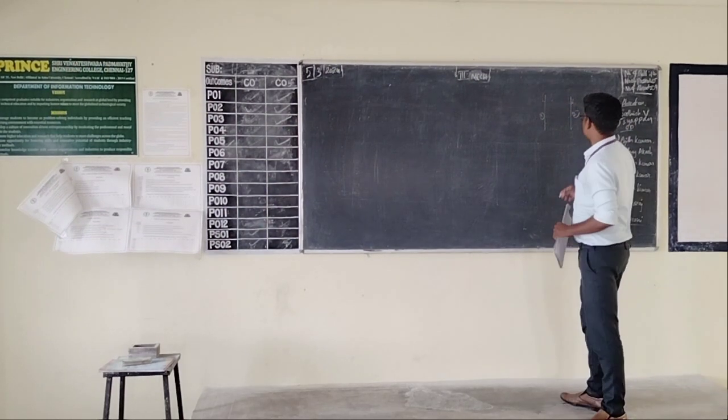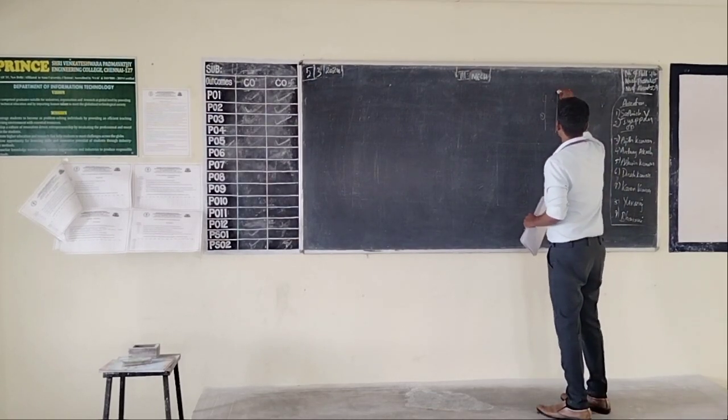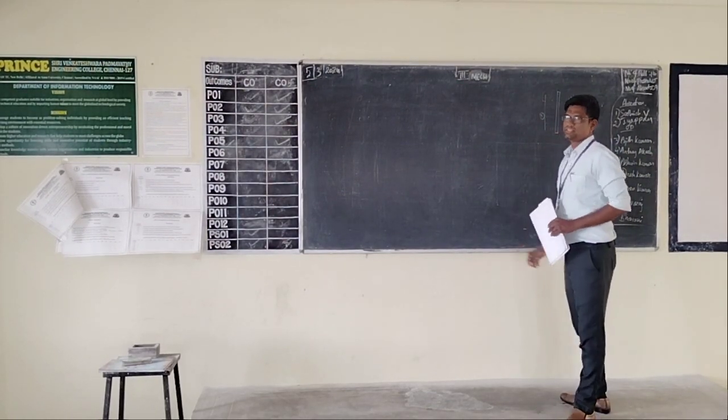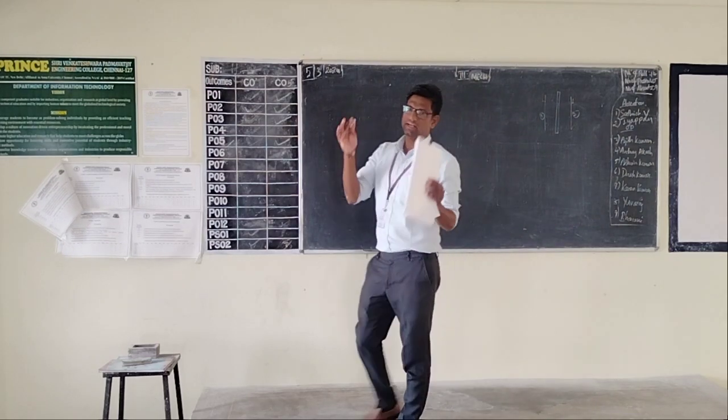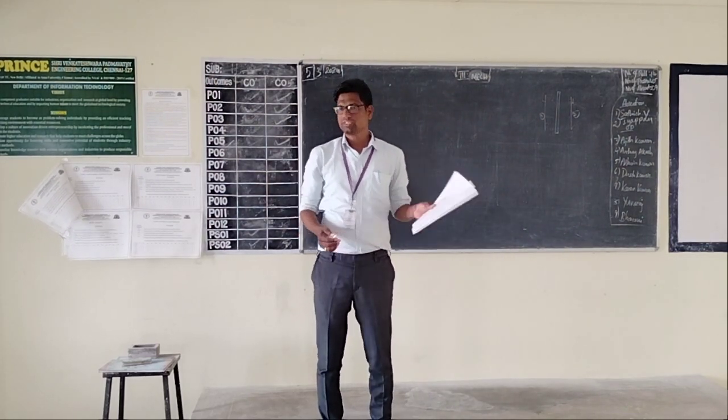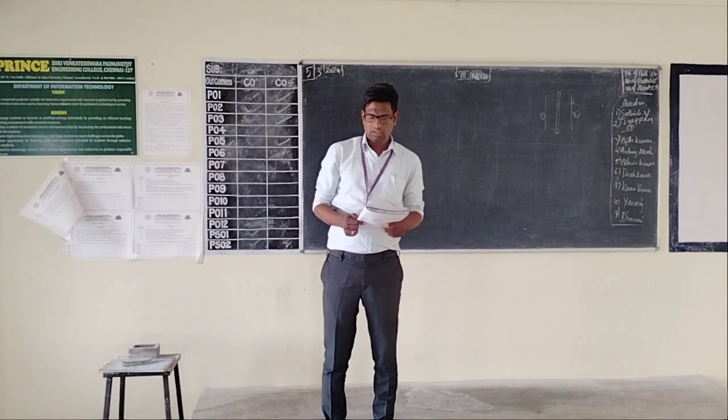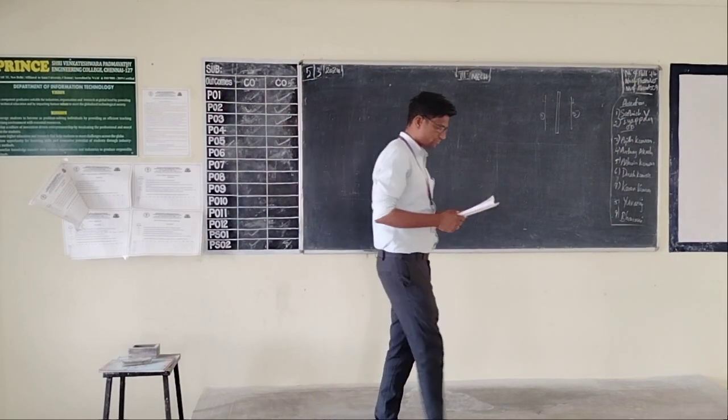Now we are going to discuss a problem. If a radiation shield is placed between two parallel plates, these questions will be asked in the universities. Now take a question.